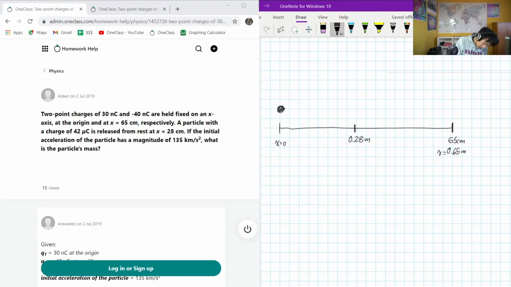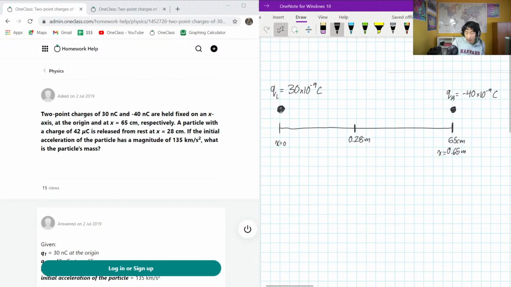Okay, and here we have a charge. Let's call this Q left, QL for Q left. And that is 30 times 10 to the negative 9 coulombs. 10 to the negative 9 is the same as nanocoulombs. Here, let's call this QR because it's to the right of the thing of interest. And this is negative 40 times 10 to the negative 9 coulombs.